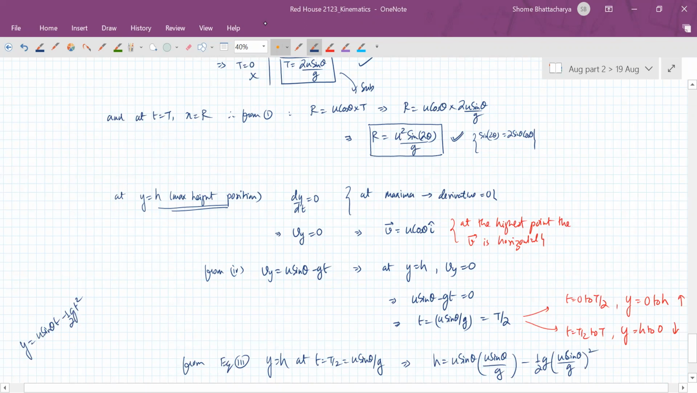So Adinath, hope this point is clear now, that how come we get the idea that at the highest point, the velocity should be u cos theta and the time should be capital T by 2.